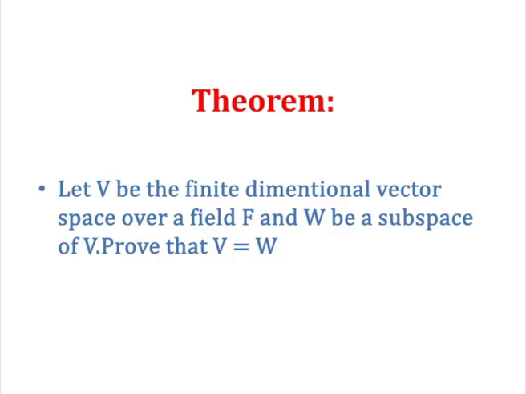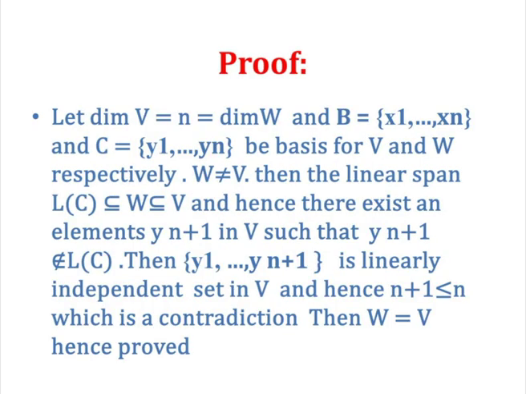Theorem: let V be a finite dimensional vector space over a field F and W be a subspace of V. Prove that V equal to W. So, proof: let dimension V equal to n, equal to dimension W, and B equal to x1, x2, ..., xn and C equal to y1, y2, ..., yn be a basis for V and W respectively.